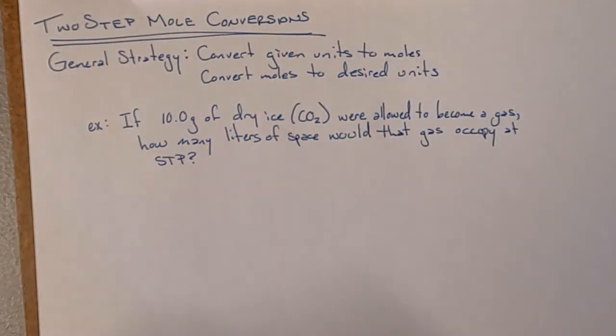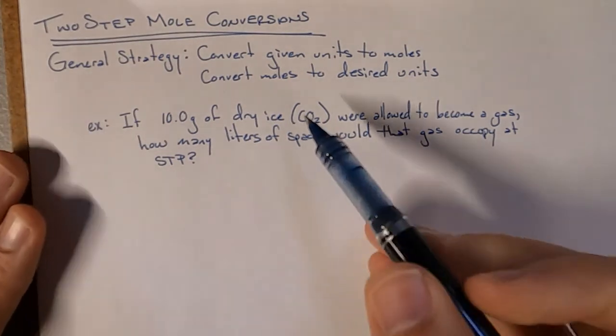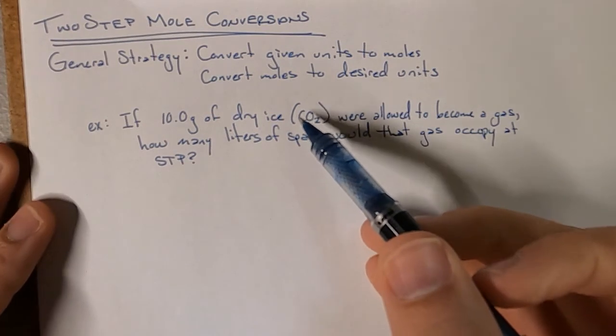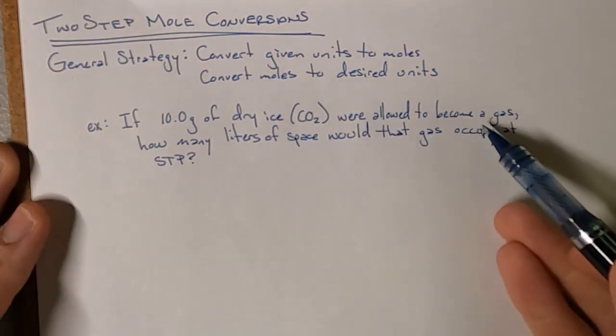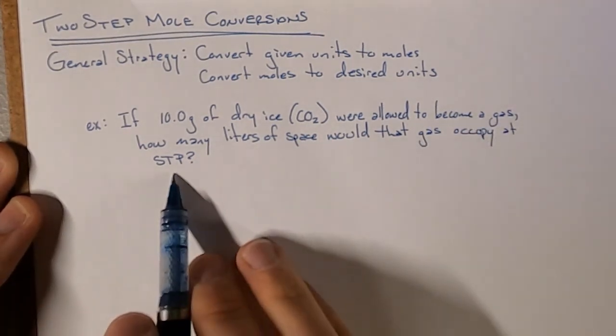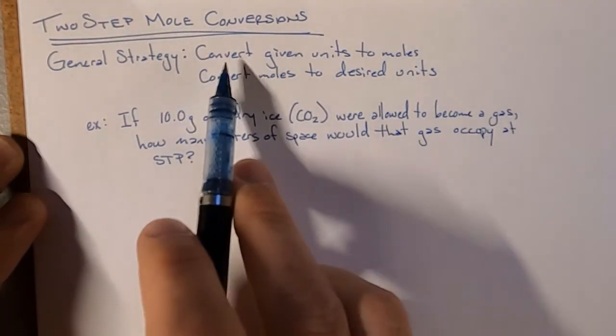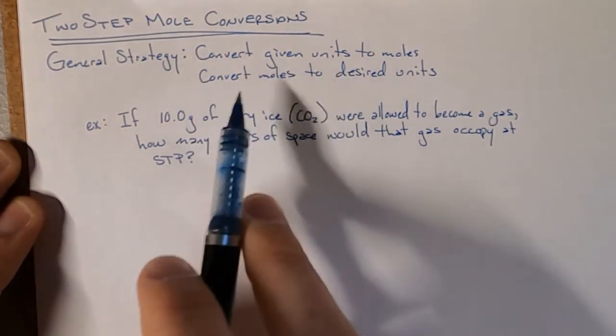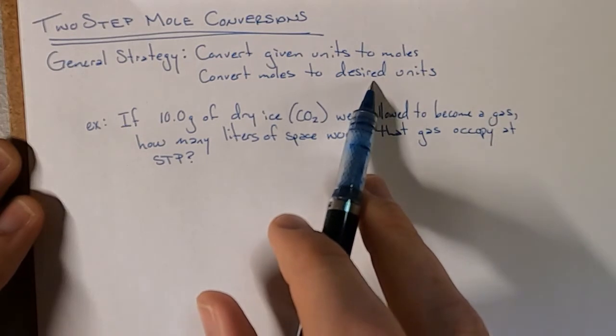So here in this problem, 10 grams of CO2 will be weighed out as dry ice, a solid, and you let it become a gas. And that gas, how much space would it occupy at standard temperature and pressure? So our general strategy will be in two steps. First, convert the given units to moles, and then change moles to the desired units.